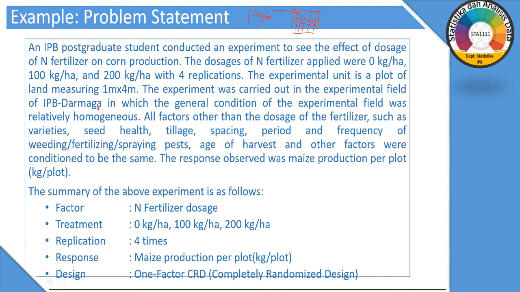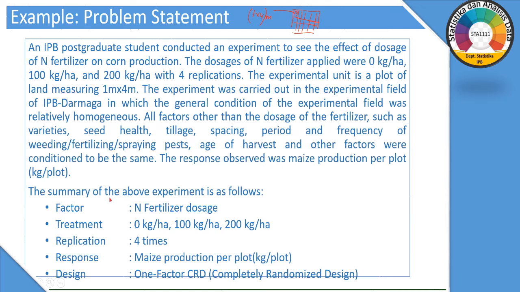Okay, let me see here. The experiment was carried out in the experimental field of the IPB Darmaga campus, in which the general condition of the experimental field was relatively homogeneous. All factors other than the dosage of the fertilizer, such as varieties, seed health, wind speed, tillage, spacing, period and frequency of spraying, and so on, are homogeneous. So the response observed was the maize or corn production per plot. Let's say kilogram per plot, because this one is 1 times 4 meter square.